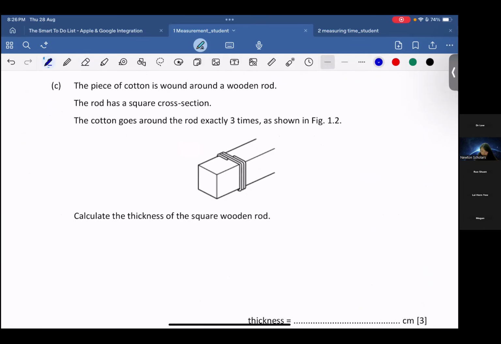The piece of cotton is wound around the wooden rod. The rod has a square cross section. The cotton goes around the rod exactly 3 times. So can you calculate the thickness of the square wooden rod?